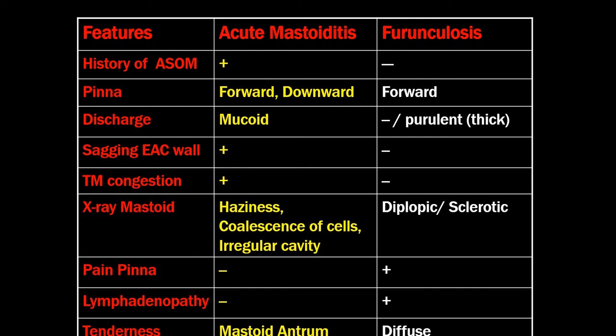Then tenderness: in acute mastoiditis, the mastoid, the so-called Macewen's triangle, will be tender. But in furunculosis, there will be diffuse tenderness. And that means the circumduction test will be positive. If you just hold the pinna and rotate it clockwise or anti-clockwise, the patient feels severe pain.